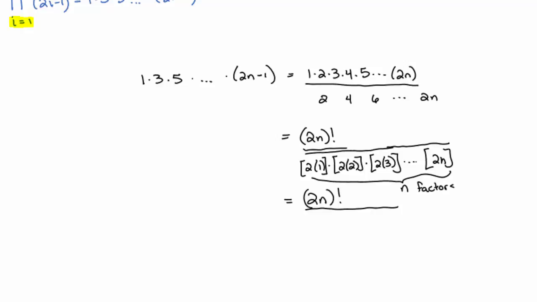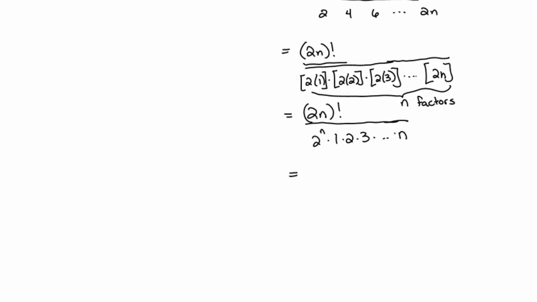So if I factor a 2 out of each of them, I'm factoring out 2 to the nth. And if I factor a 2 off of each of them, I'm left with 1 times 2 times 3 times all the way to n, which is 2n factorial over 2 to the nth times n factorial. So, what is the punchline? The punchline is the following.